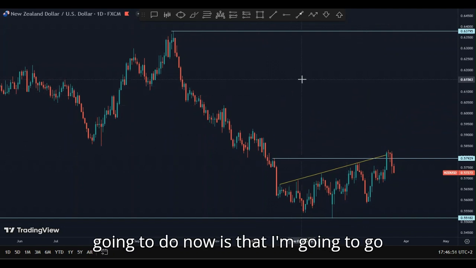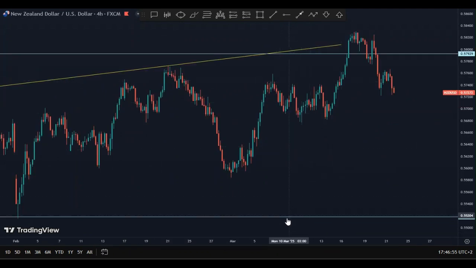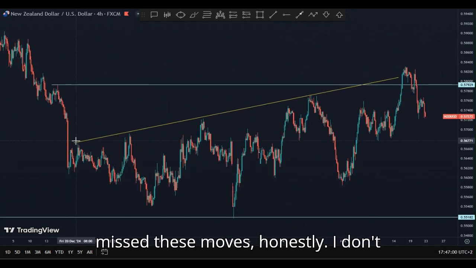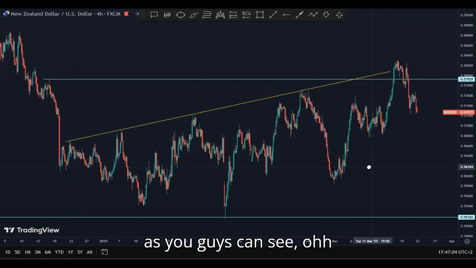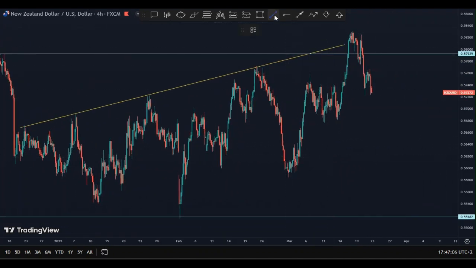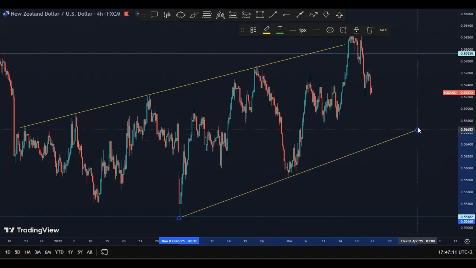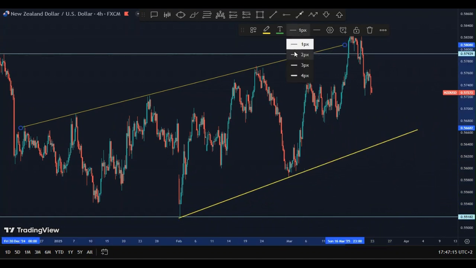So what I'm gonna do now is go to the H4 time frame, guys. I don't know how I missed these moves, honestly, but as you guys can see, this is how we're having the NZD.